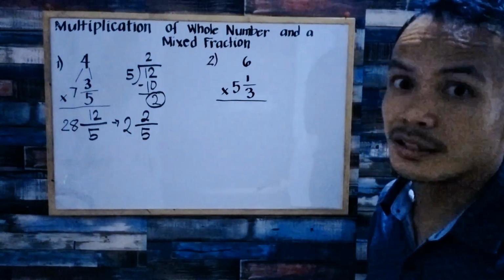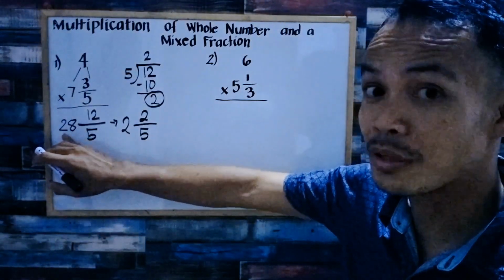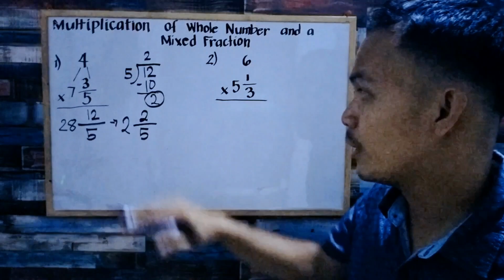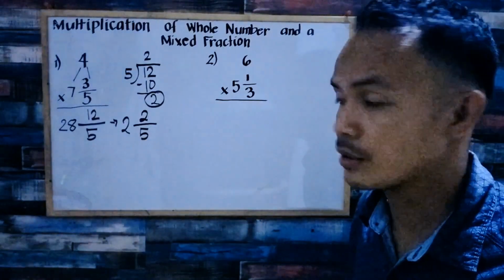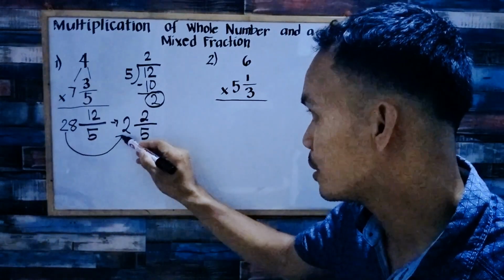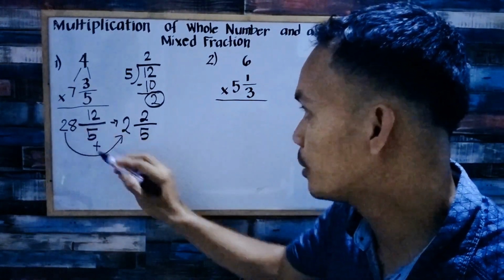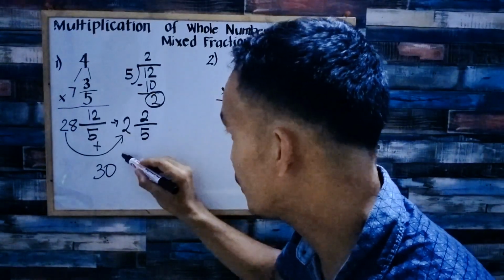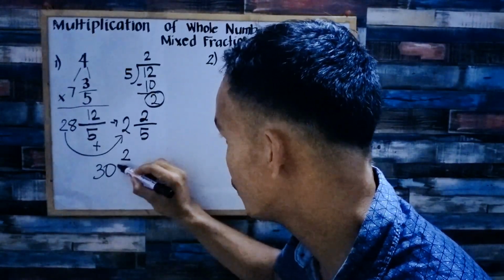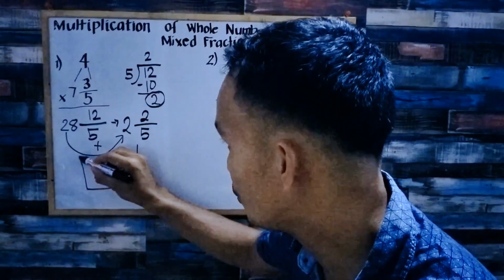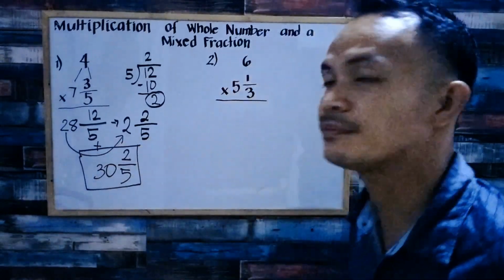We are not yet done here because we still have a whole number 28. What will you do with your whole number and this mixed fraction here? So we have to add 28 and 2. So 28 plus 2, that is 30. And copy the new fraction, which is 2 over 5. So this is now your answer.